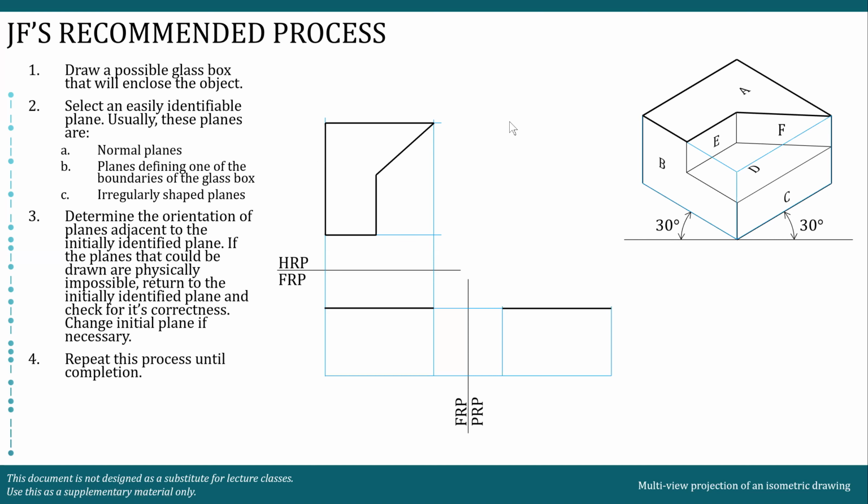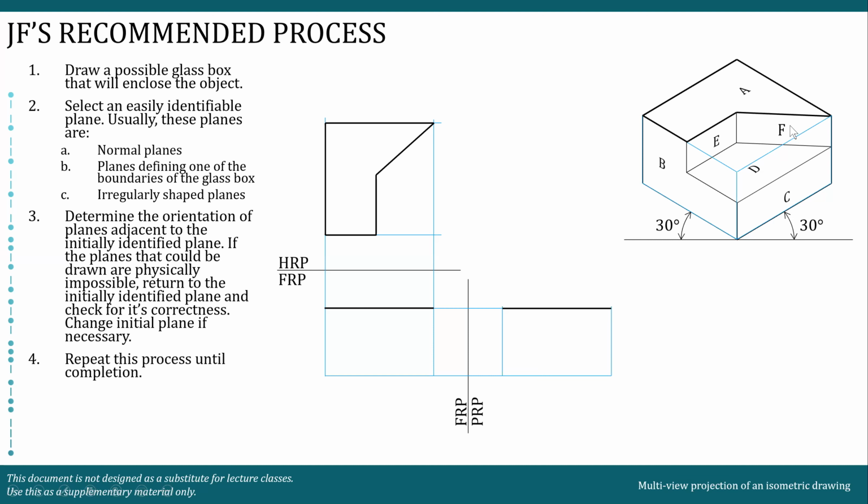Susundan? So, so far, since A is the top part of the glass box, in front view and right side view, you can only just see the edge view. Kaya line lang yung nakikita nyo dyan. Okay? So, A yung pinili natin dito sa number 2. Number 3, determine the orientation of the planes adjacent to the initially identifiable plane. Ano ba yung mga planes na adjacent sa A? We have B, E is also adjacent to that, F is also adjacent to that.